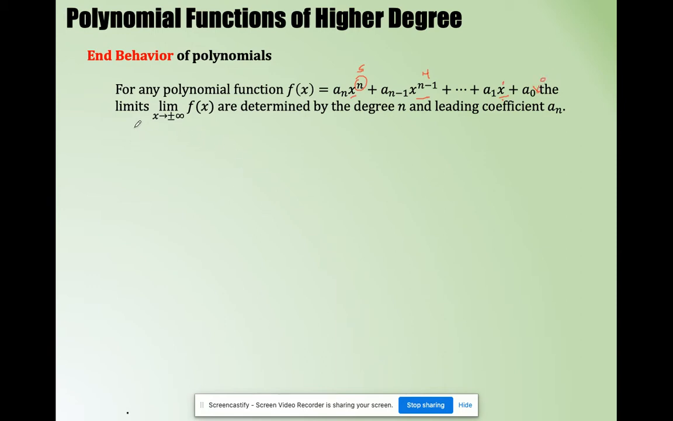So the limits as x approaches positive and negative infinity. That means look at the n's. The end behavior is determined by the degree n, which by definition is the highest one you see in a polynomial, even if it's not in the right order. It is the highest degree of all the terms of the polynomial, and the leading coefficient of that highest degree, a sub n, not a sub n minus 1.